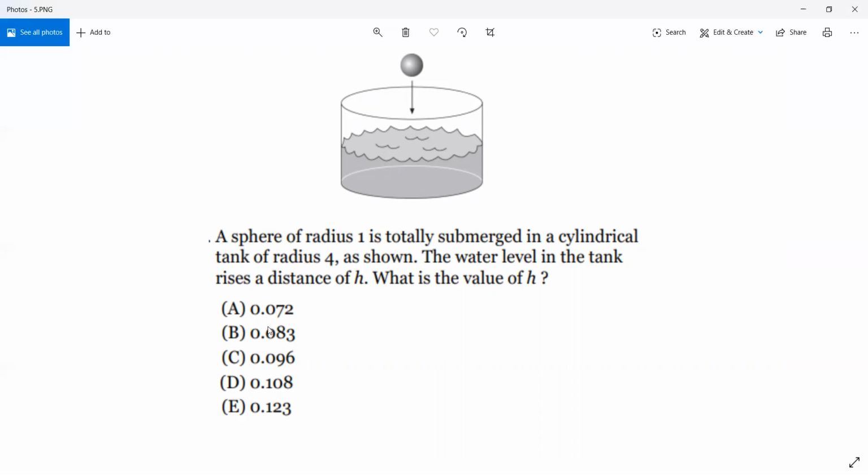So you have the options that are 0.072, 0.083, 0.096, 0.108, 0.123.